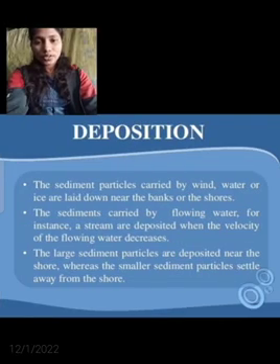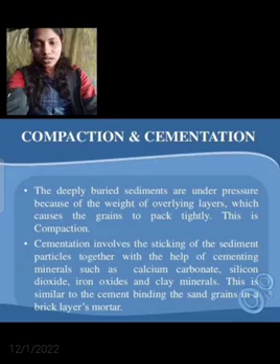Now third is deposition. The sediment particles carried by wind, water and ice are laid down near the banks of the shore. The sediments carried by flowing water, for instance a stream, are deposited when the velocity of the flowing water decreases. The large sediment particles are deposited near the shore, whereas the smaller sediment particles settle away from the shore.